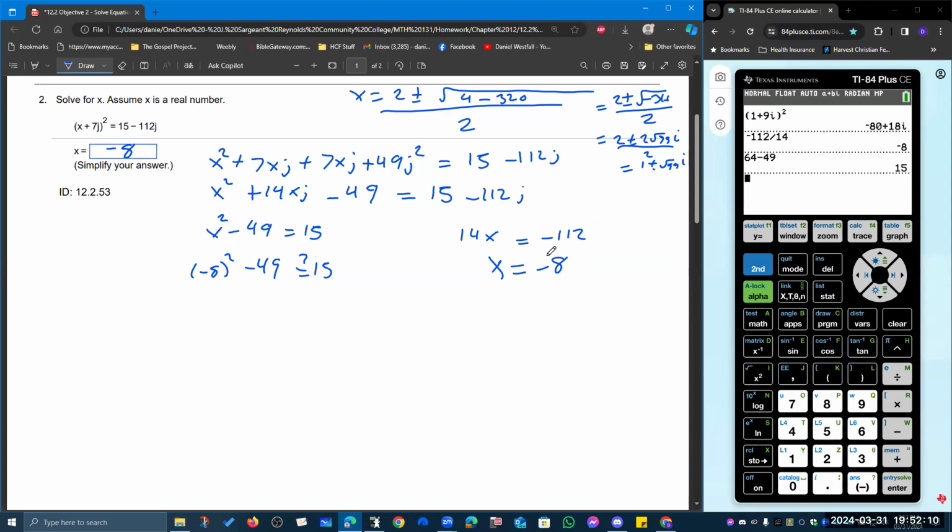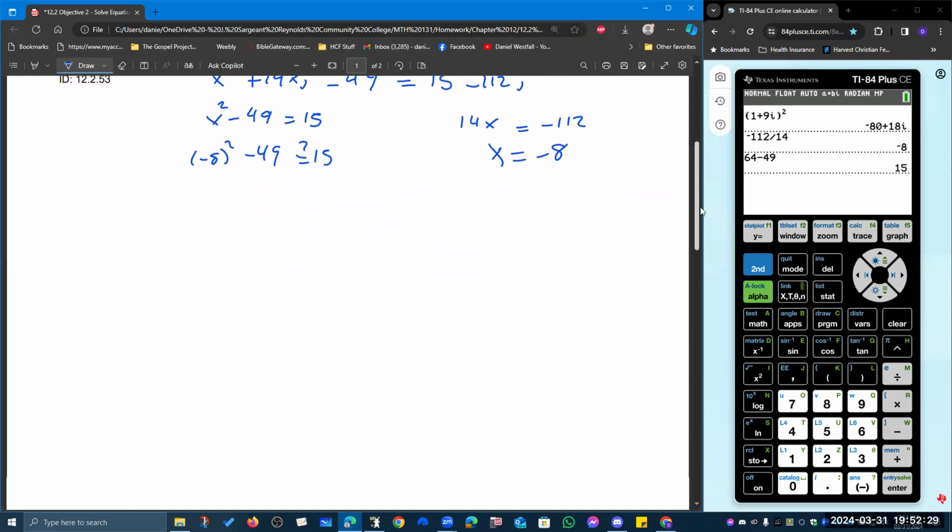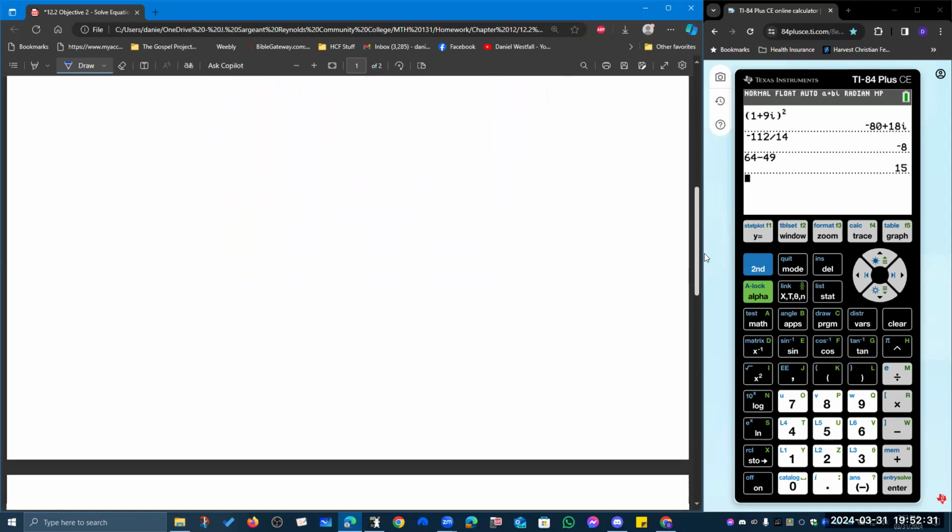It only had one answer. That answer has to make both equations true. I stuck that one answer into the quadratic equation to see if it came out to be true. It did. It's a solution. If this one answer over here didn't make this other equation true, there was no solution.